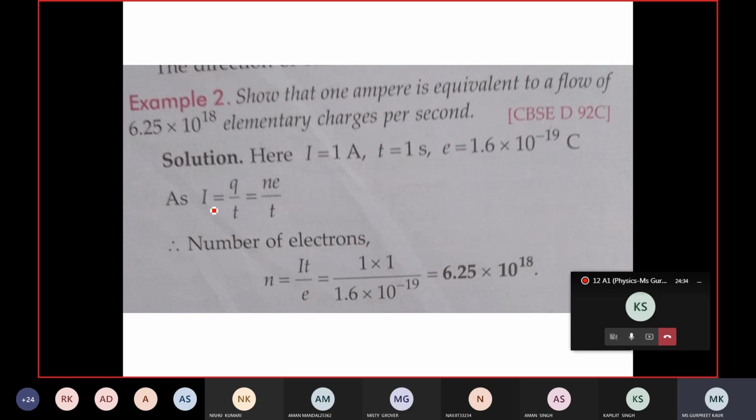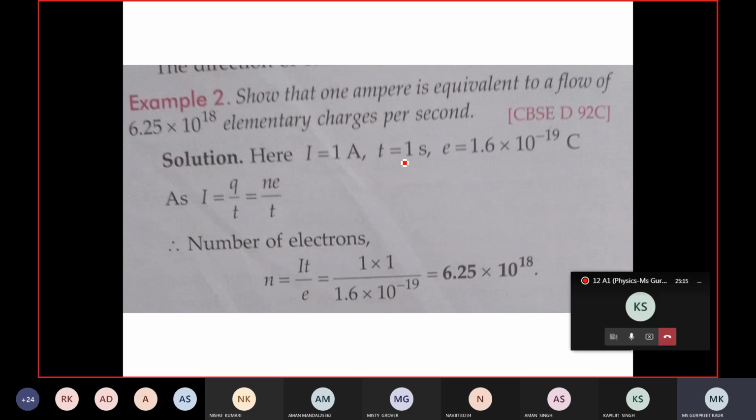What is given to you? First of all, write that you are given 1 ampere current. I equals 1 ampere. Time is 1 second. We have to see in 1 second how many charges will be flowing. E, the charge on 1 electron, is 1.6 into 10 raised to the power minus 19 coulomb. It is not given in the question. It is understood. You know this value, it is a standard value, so you can use it on your own.